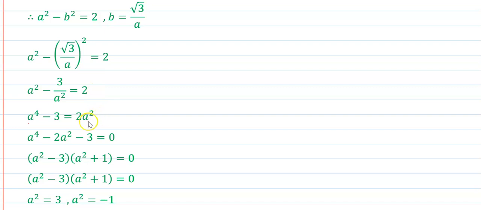2 into a square, you will get 2a square. Then transfer this 2a square to the left hand side, it will become minus 2a square. And what are the factors? That is the product of a raised to 4 with minus 3, then you will get minus 3 a raised to 4. What about the middle term? The middle term is minus 2a square.